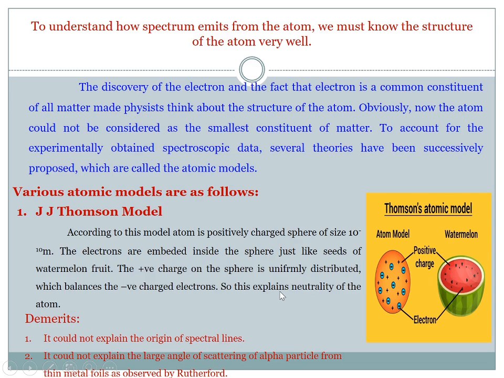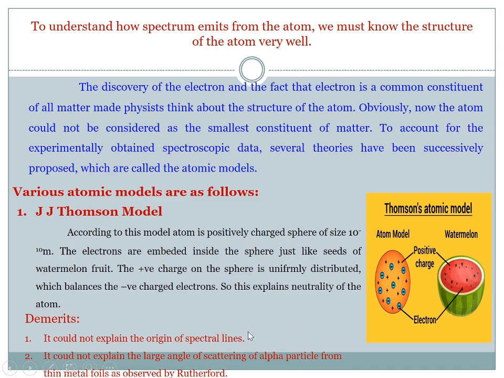But this model has so many demerits. It could not explain the origin of spectral lines, in the sense of how a spectrum, or the spectral line or the light, is emitted from the atom. It could not be explained by the Thomson model. And the second demerit is that it could not explain the large angle scattering of alpha particles from the thin metal foil as observed by Rutherford.